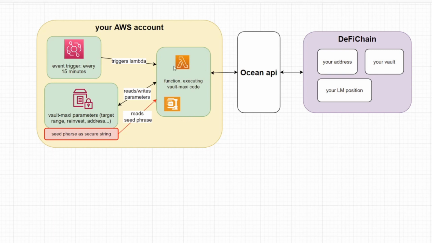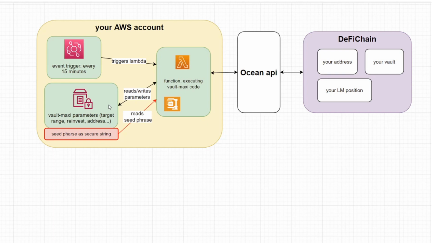The code that we wrote doesn't know about your vault, your address, or your parameters or anything, and of course not your seed phrase. So the code itself doesn't know about that. So we have the parameter store in your AWS account where you provide your target range for the vault, your reinvest threshold, your address, your vault ID, and all that stuff, so that the Lambda function, the code, can access that, read the parameters, and work on it. Mainly, it reads the parameters.